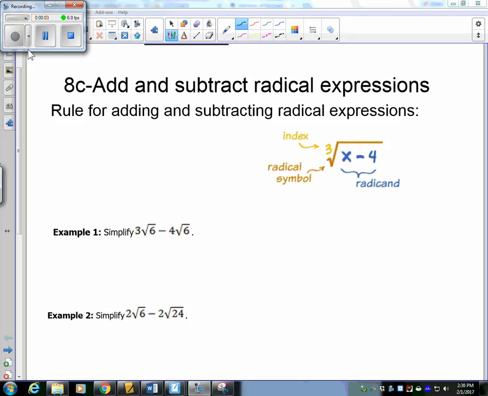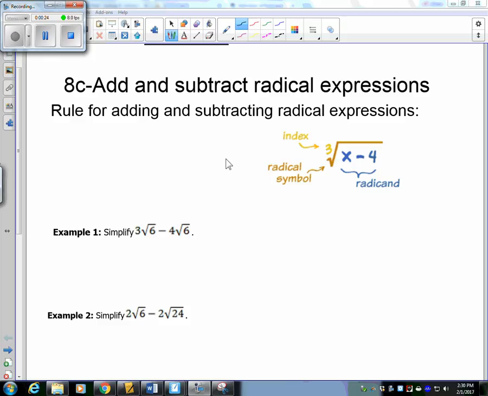8C is adding and subtracting radical expressions. The rule for adding and subtracting radical expressions is that the index, I haven't talked about index before, but that's the radical. So in this case it's cube root, that's the index, has to be the same, and the radicand, which is underneath the radical, has to be the same in order for you to add or subtract radical expressions.